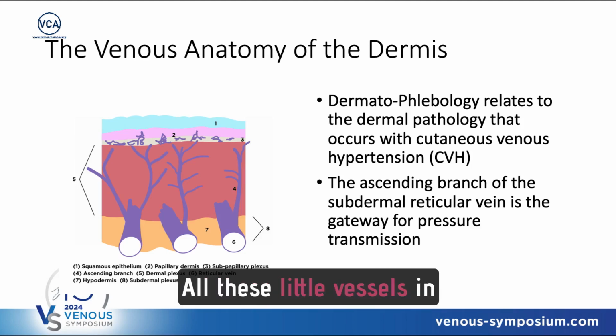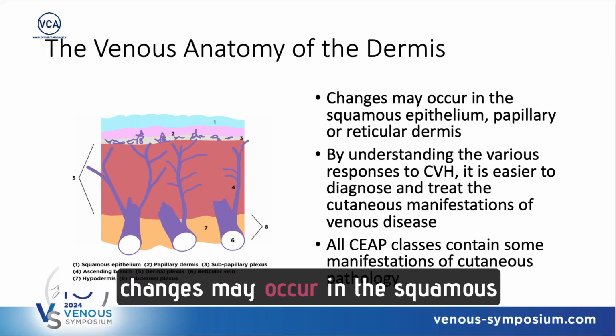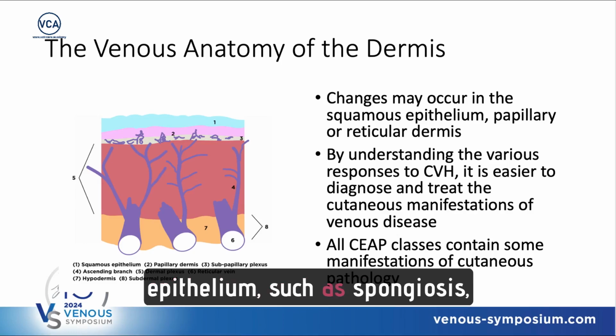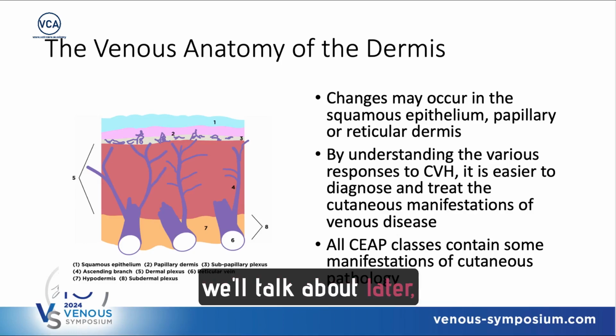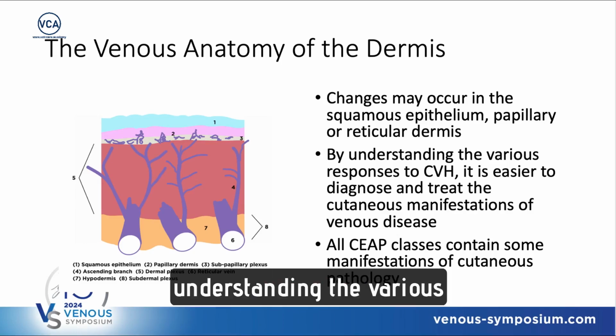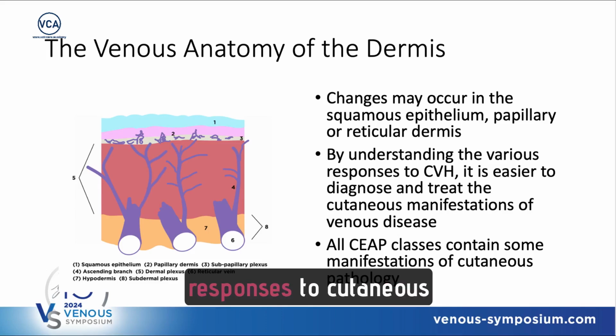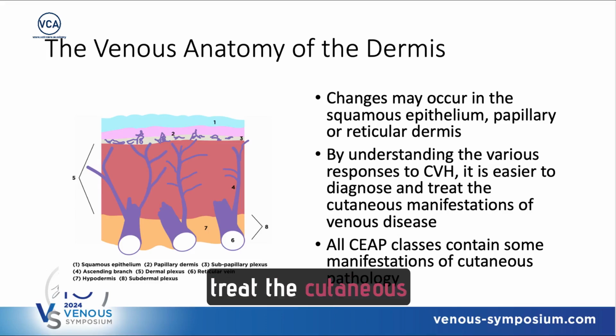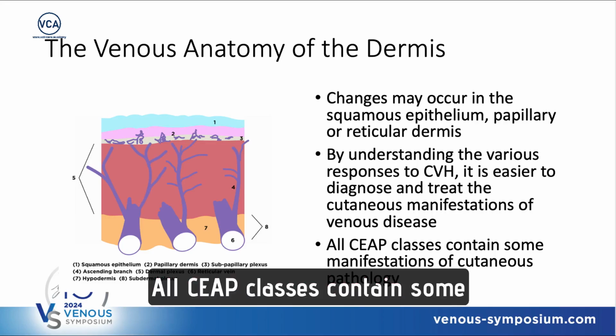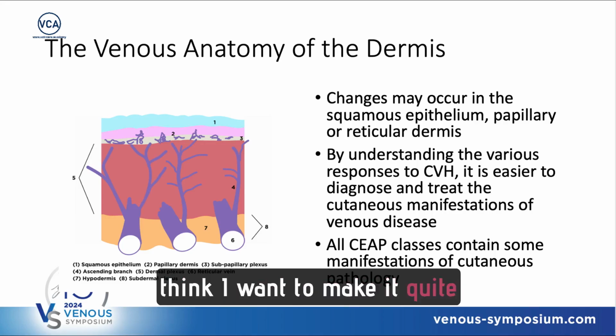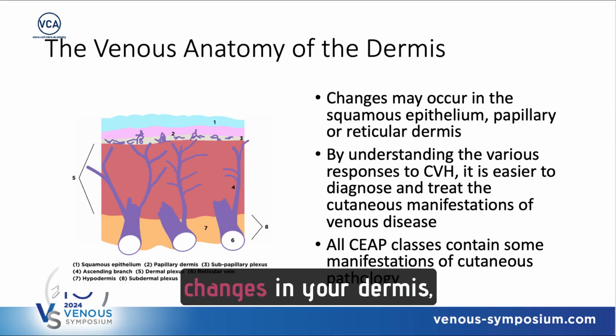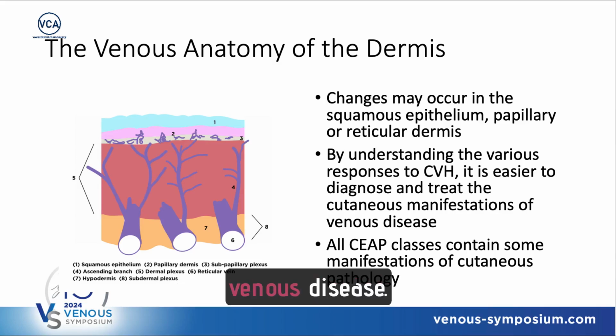All these little vessels in the dermis have valves. If one valve's bad, then you're going to get pathology someplace. Now, changes may occur in the squamous epithelium, such as spongiosis, which we'll talk about later, the papillary or reticular dermis. By understanding the various responses to cutaneous venous hypertension, it's easier to diagnose and treat the cutaneous manifestations of venous disease. All CEAP classes contain some manifestations of it. It's quite clear that if you don't have changes in your dermis, you don't have symptomatic venous disease.